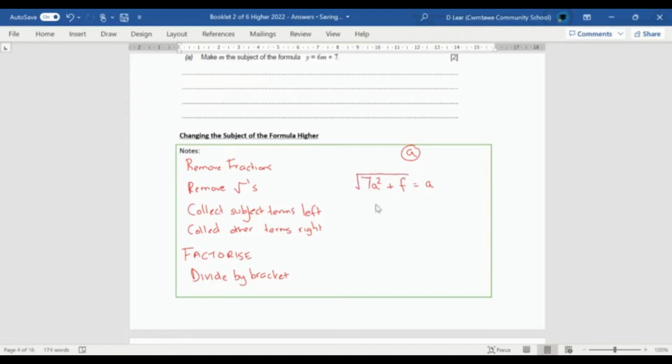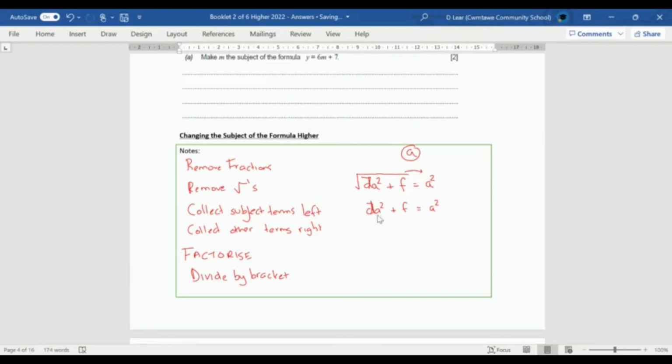Pardon me. Remove fractions. There's no fractions there, there's nothing over something, so that's right. Done. Second part, remove square roots. How do I remove a square root? Well, what is square rooted there? If I move the square root over there, it'll be squared there. So I've got 7a squared plus f equals a squared. Not the best. I'm going to change that 7 there to a d for a second. So it's d a squared, right?